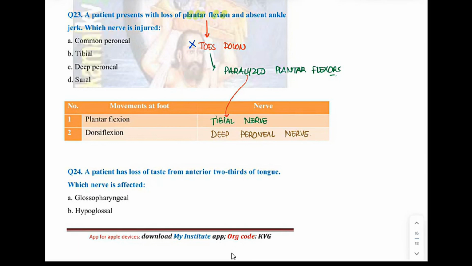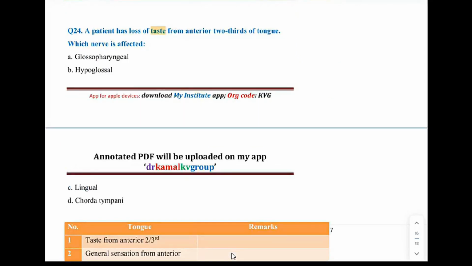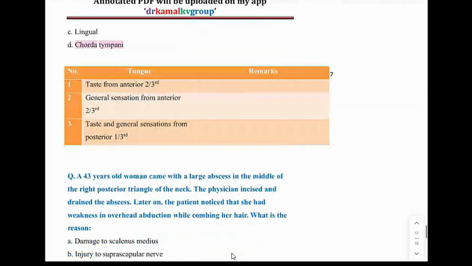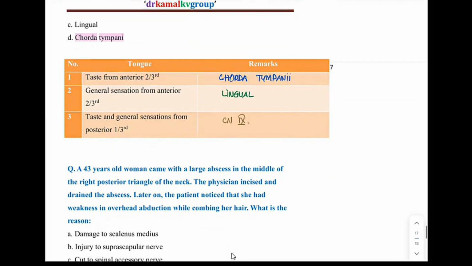Then this we have already discussed, loss of taste sensation from the anterior two-third. We already discussed that this is chorda tympani, right? So there is loss of taste sensations from the anterior two-third. So taste sensation from anterior two-third, this is chorda tympani nerve. So if there is no taste sensation, it means the chorda tympani nerve is gone. General sensations, we discussed previously, it is lingual nerve. But from the posterior one-third, both the sensory modalities, taste and general, it is by glossopharyngeal nerve. Okay, as simple as that.